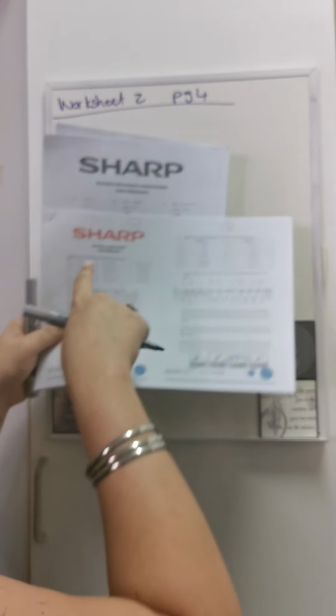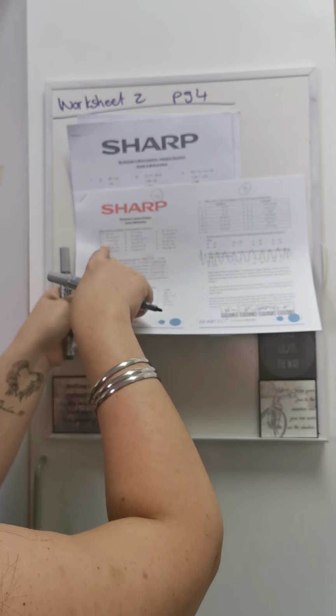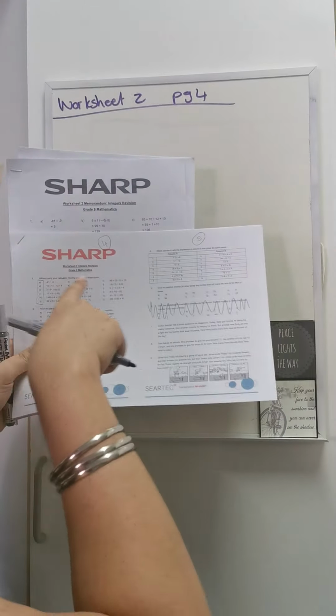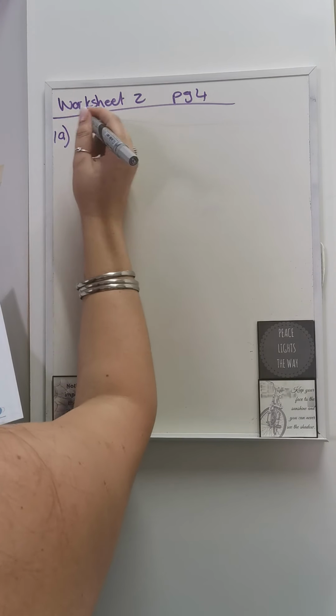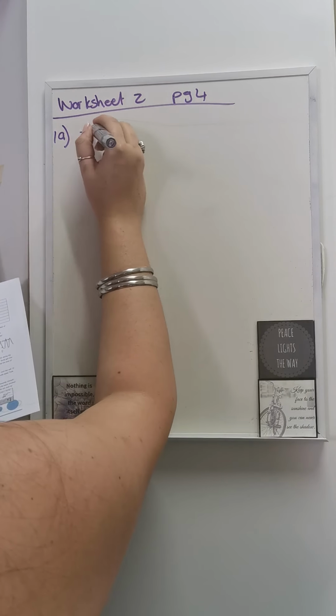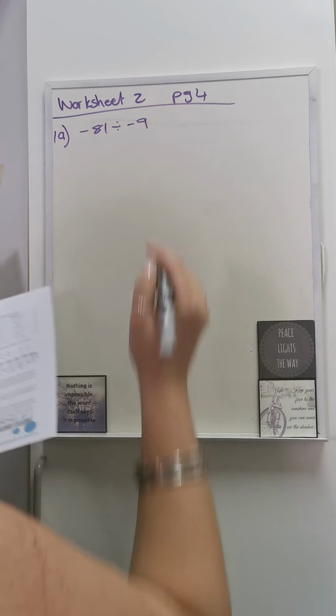Okay, so I'm going to do the first line with you there. I will do number A, D, G, J, M, and P. I think then you will be able to do the rest. So if we look at number 1A, it says negative 81 divided by negative 9.